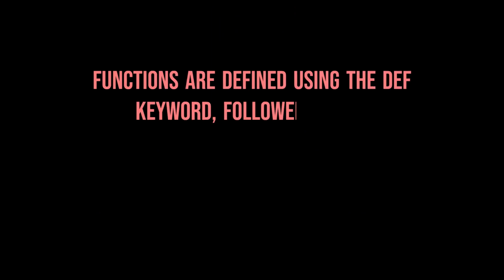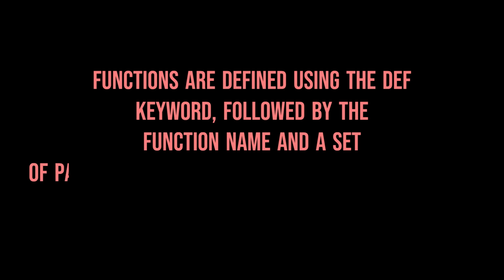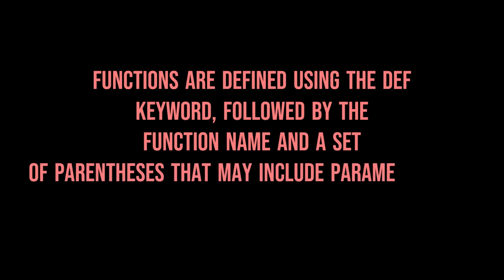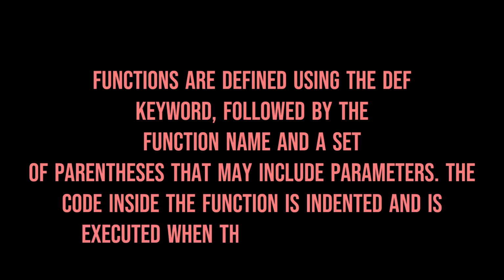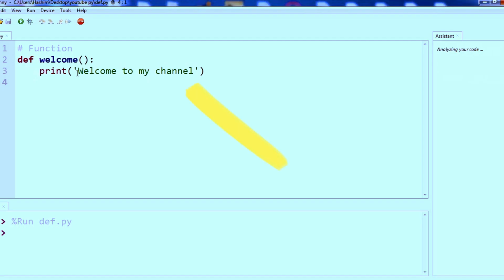Functions are defined using the def keyword, followed by the function name and a set of parentheses that may include parameters. The code inside the function is indented and is executed when the function is called. Here is the example of a Python function.